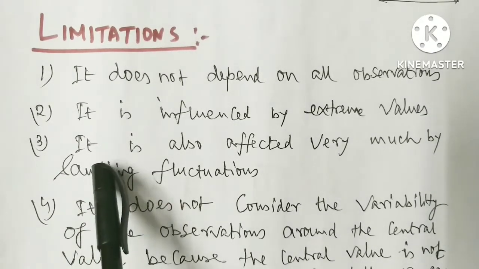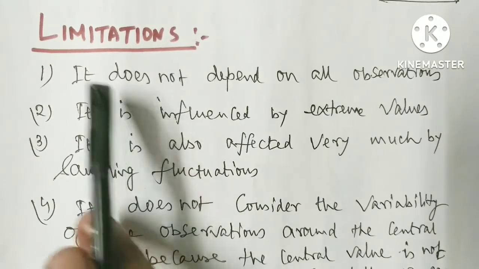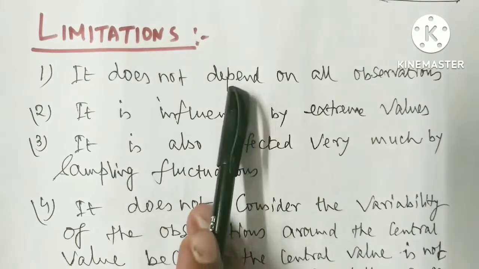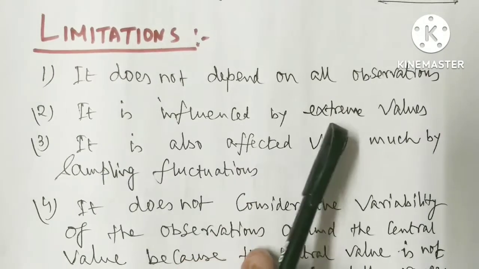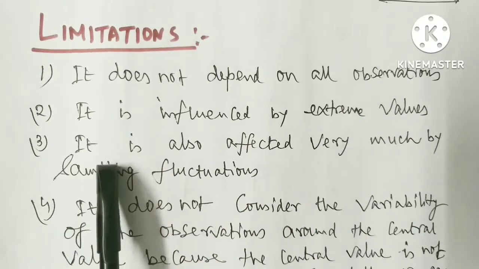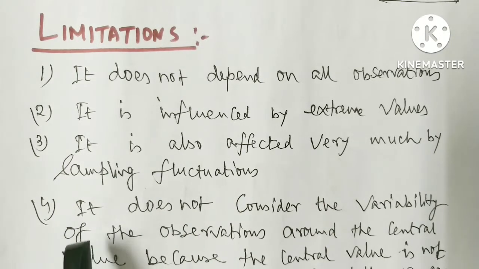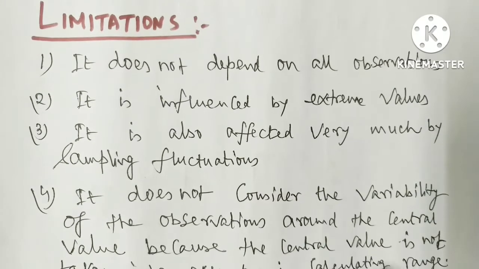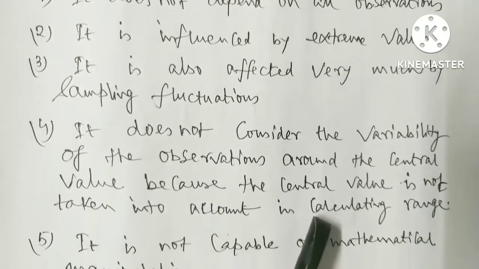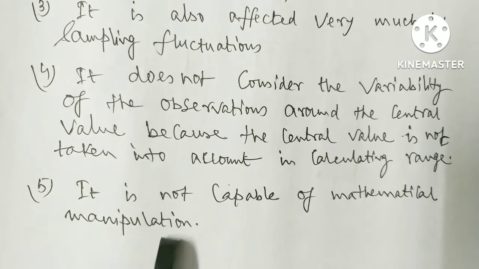Though range is very simple, yet it has several limitations. And now we mention the limitations. Number 1, it does not depend on all observations. Number 2, it is influenced by extreme values. Number 3, it is also affected very much by sampling fluctuations. Number 4, it does not consider the variability of the observations around the central value, because the central value is not taken into account in calculating range. Number 5, it is not capable of mathematical manipulation.